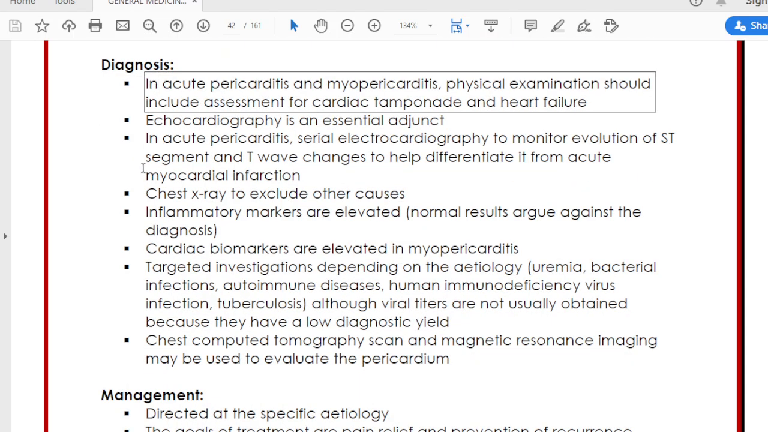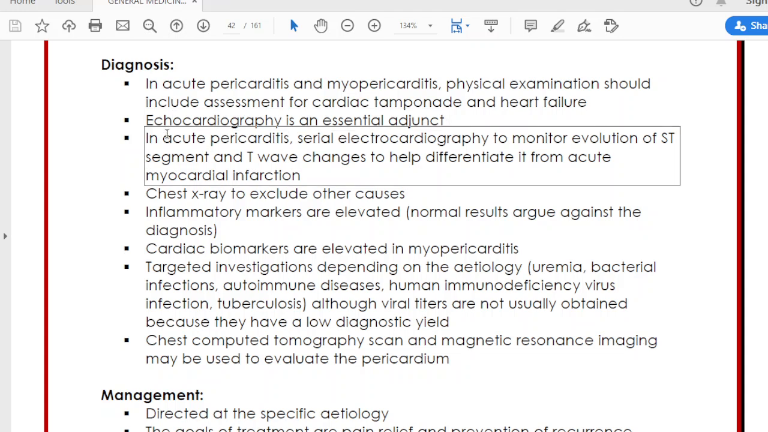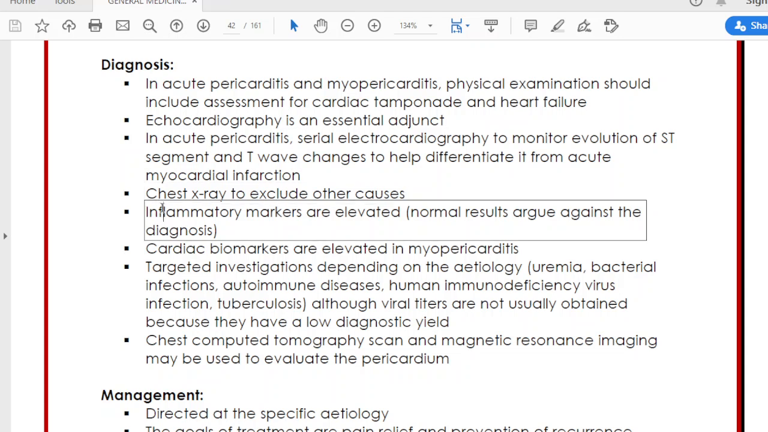Diagnosis: in acute pericarditis and myopericarditis, physical examination should include assessment for cardiac tamponade and heart failure. Echocardiography is an essential adjunct. In acute pericarditis, serial electrocardiography to monitor evolution of ST segment and T-wave changes helps differentiate it from acute myocardial infarction. Chest X-ray to exclude other causes. Inflammatory markers are elevated; normal results argue against the diagnosis.